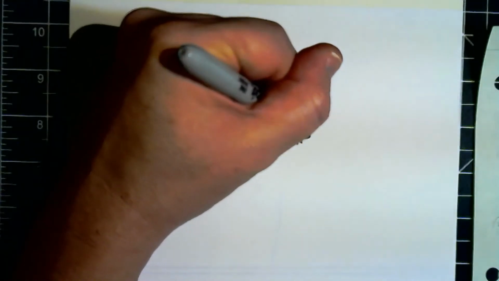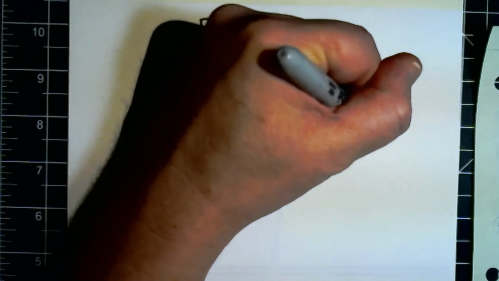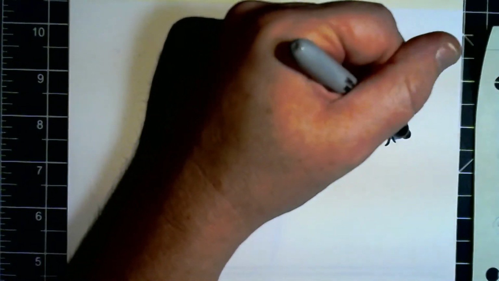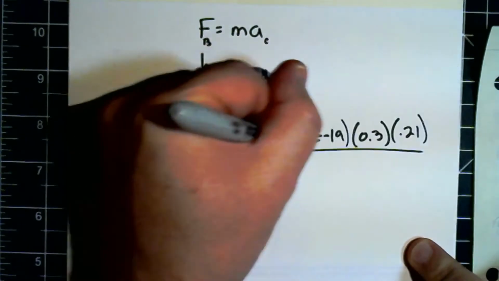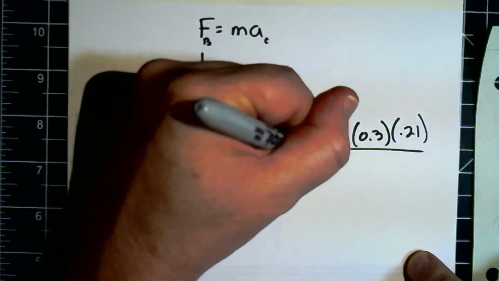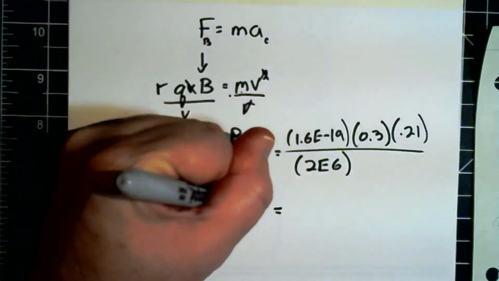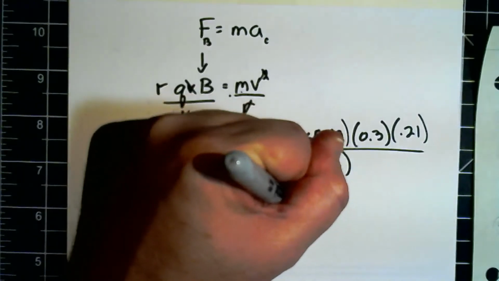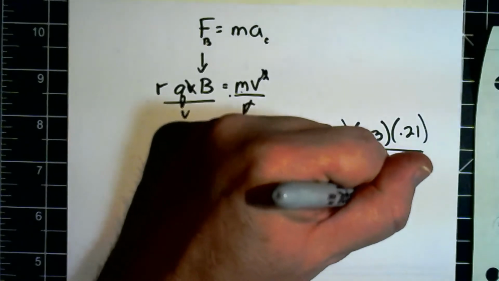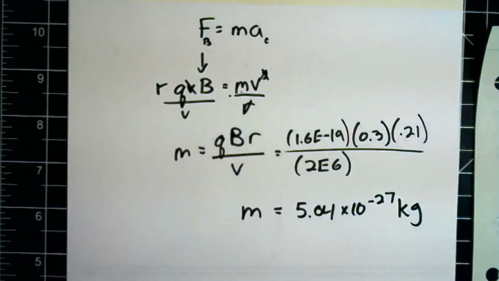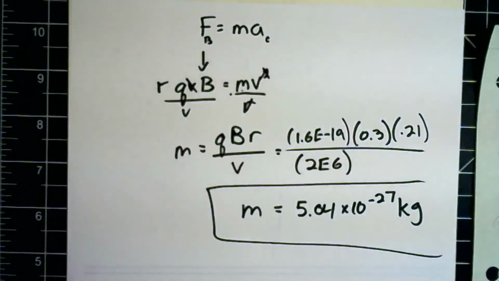And they tell us what the charge is. It's singly ionized, so it's 1.6e minus 19. Magnetic field is 0.3. The radius was half the diameter, which was 0.21. And the speed we said was 2e to the 6 meters per second. So when we make this calculation, the mass is 5.04 times 10 to the minus 27 kilograms. All right. That's for part D.